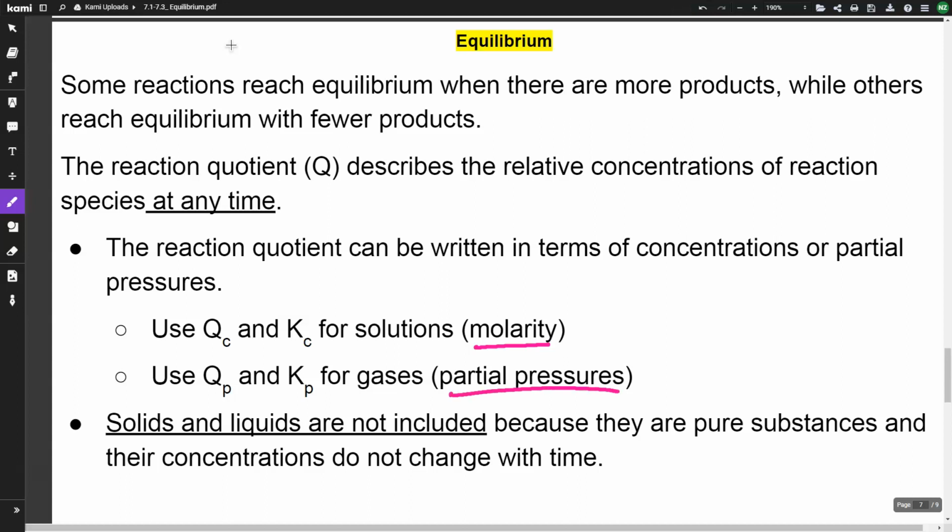Okay, so it's really important to understand the difference. So solutions, we're going to use molarity. Gases, we're going to use partial pressures. So you'll see C, subscript C, represented for concentration when we're talking about solutions. You'll see pressures, subscript P, represented when we're talking about pressures. Solids and liquids are not included because they are pure substances and their concentrations don't change with time.